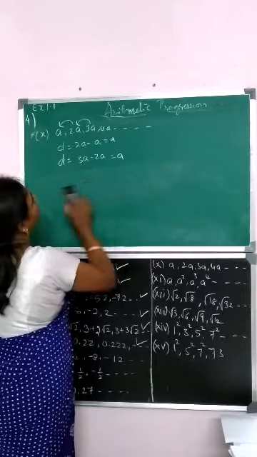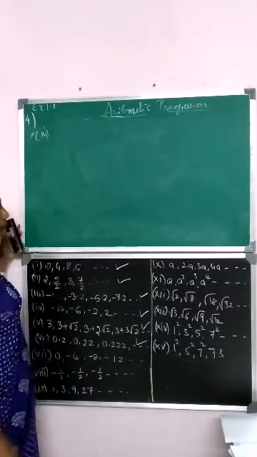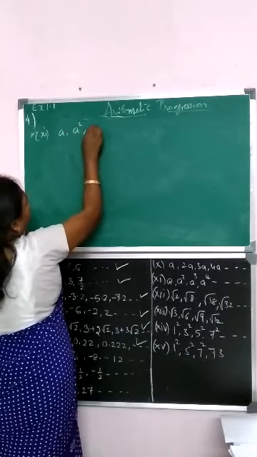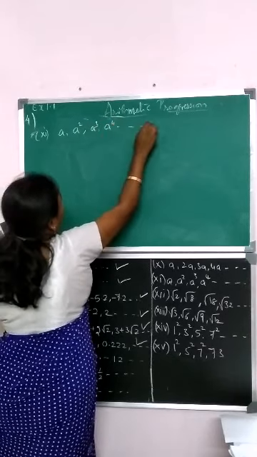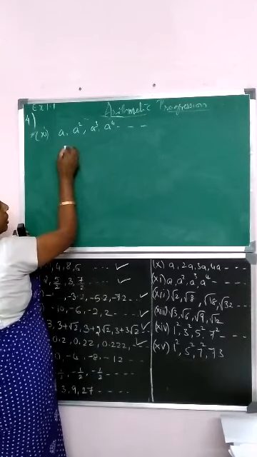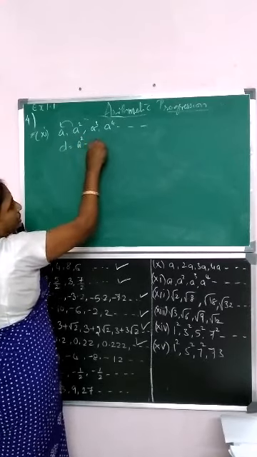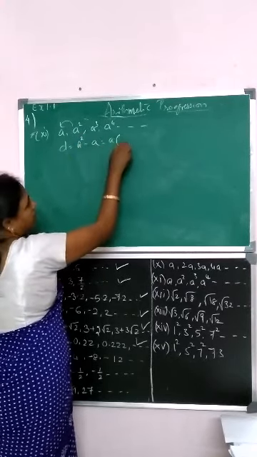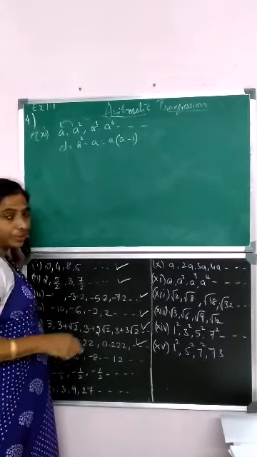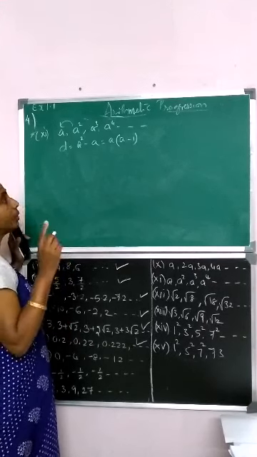In the 11th one, we have a square, a cube, a to the power 4, etc. Now, same thing. The difference is equal to a square minus a. If you take out a as common, what remains here is a minus 1. Take a common from these two. Then what remains is a into bracket a minus 1.